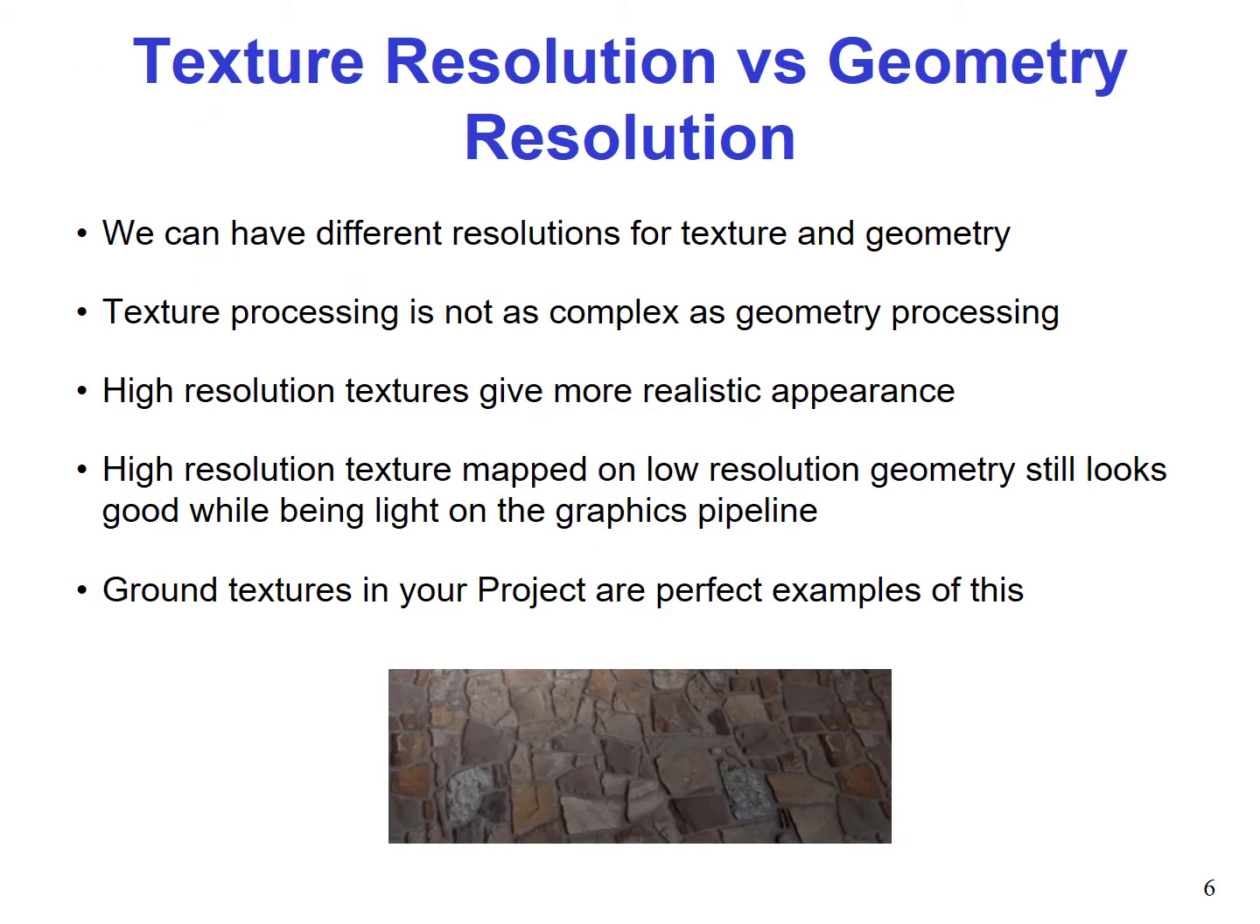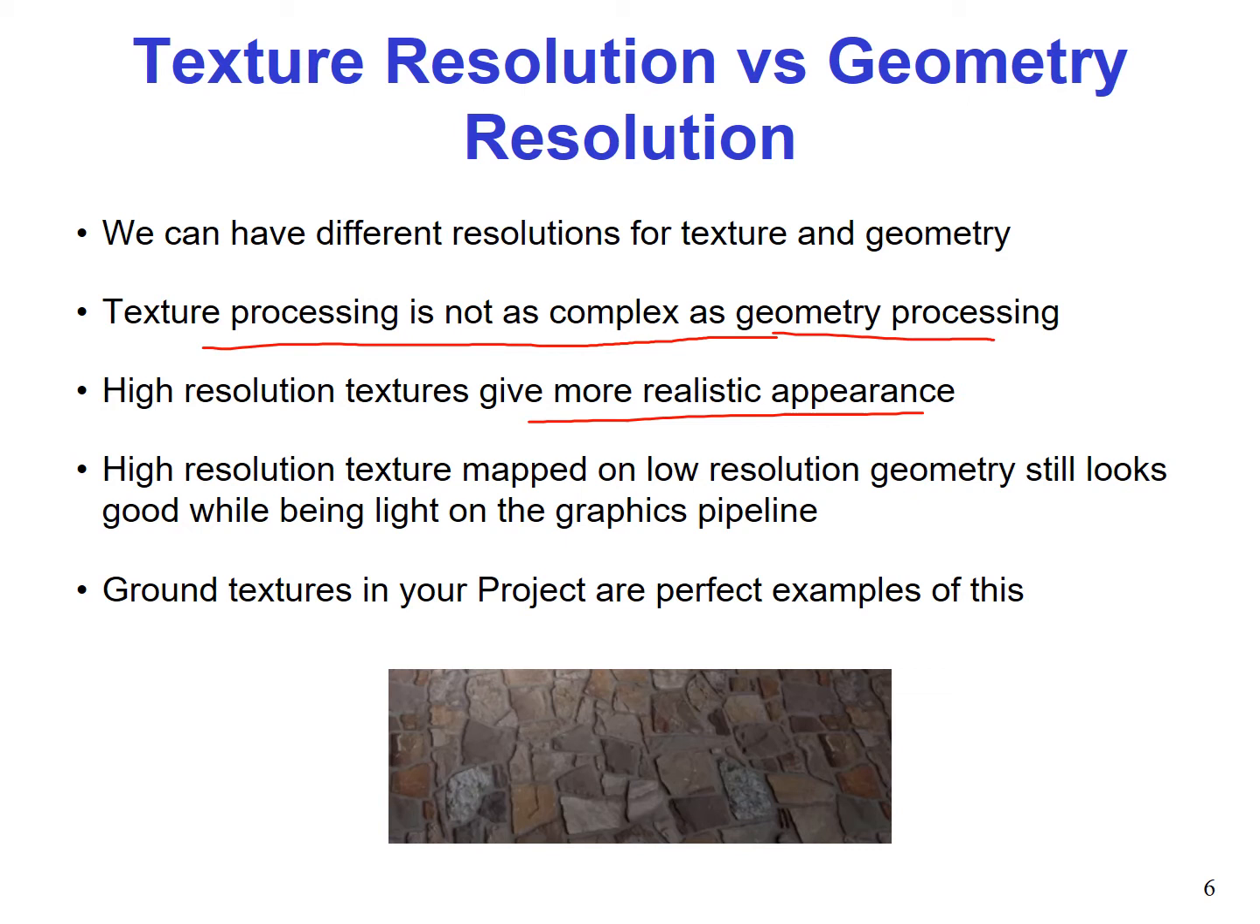It is possible to have different resolutions for texture and geometry. Generally, the resolution of geometry is low, whereas the resolution of texture is kept high. This is because texture processing is not as complex as geometric processing. High resolution textures give more realistic appearances. Hence, it is optimal to keep the resolution of the geometry low and the resolution of the texture high to produce more realistic looking surfaces. High resolution textures mapped on low resolution geometry will still look good while being light on the graphics pipeline.